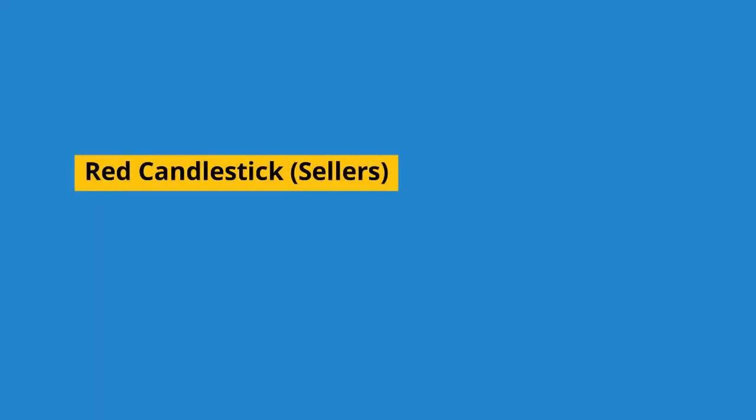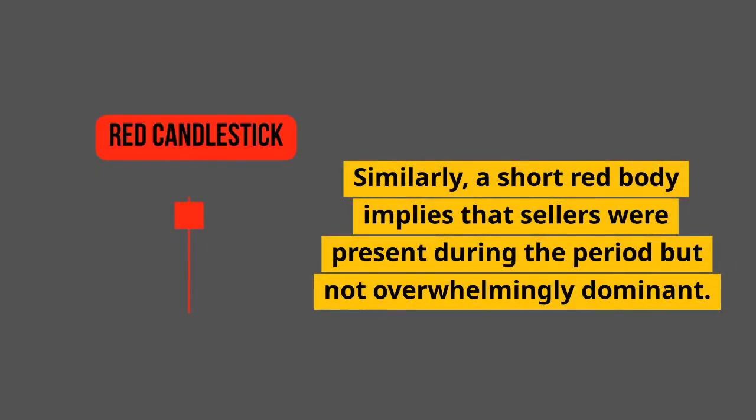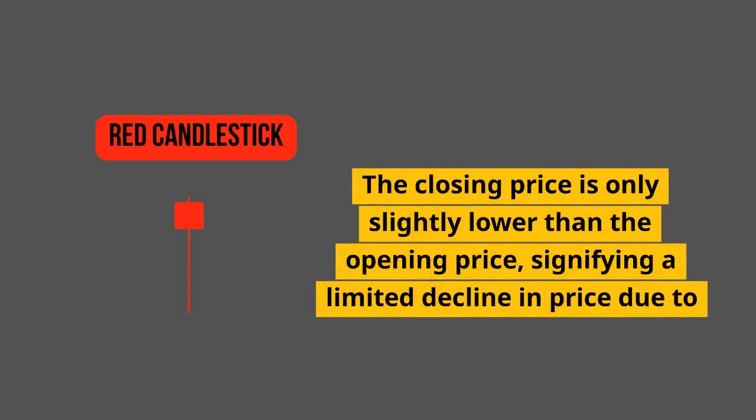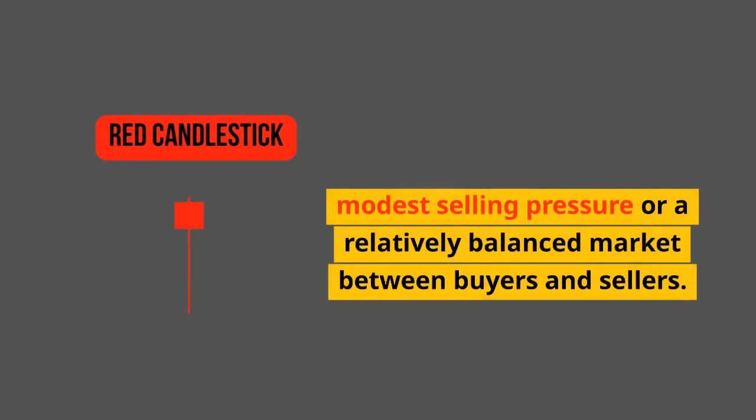Red candlestick, sellers. Similarly, a short red body implies that sellers were present during the period but not overwhelmingly dominant. The closing price is only slightly lower than the opening price, signifying a limited decline in price due to modest selling pressure or a relatively balanced market between buyers and sellers.